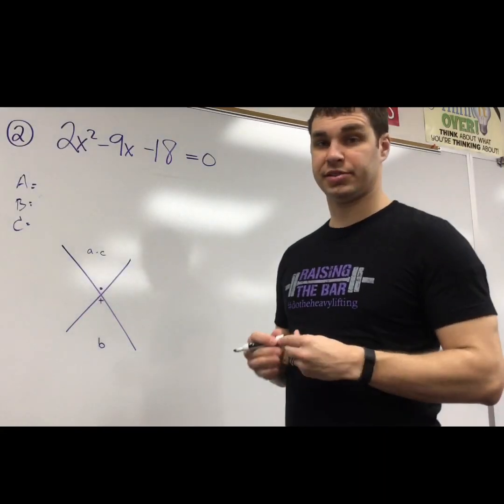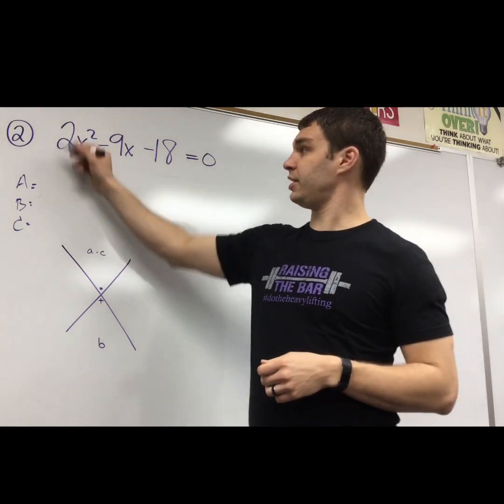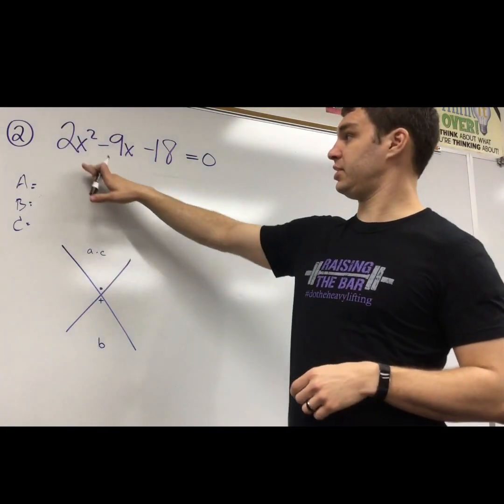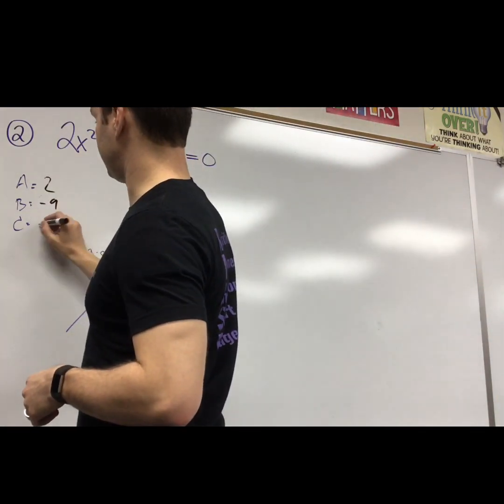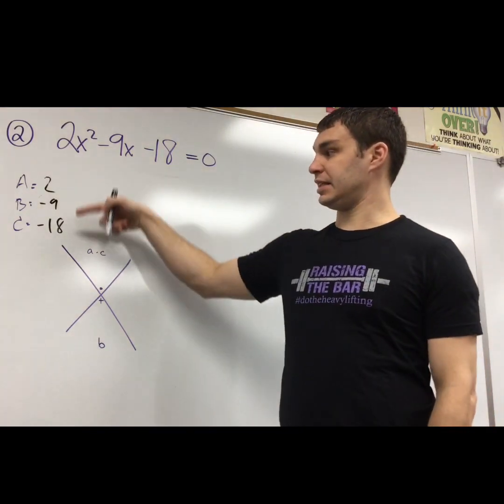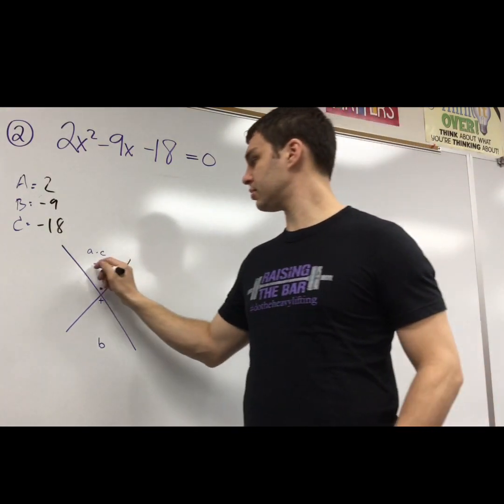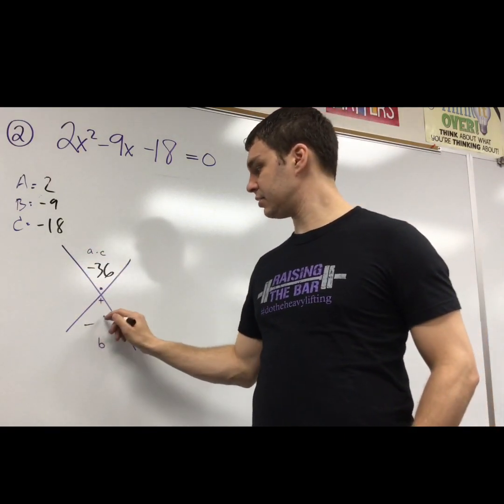All right, this next problem says solve by factoring. Again, it's set equal to 0, but our a term is prime. In fact, our a, b, c's are 2, negative 9, negative 18. All right, 2, negative 9, negative 18. So let's go right ahead. Since there's no GCF, we're going to jump into a times c, which is negative 36. Our b is going to be negative 9.